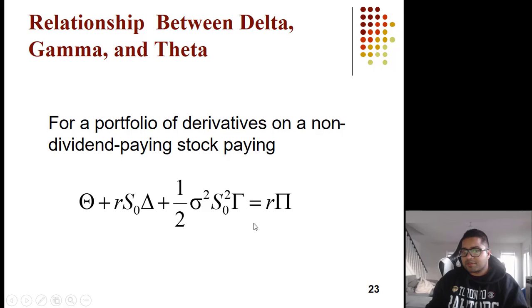And this is the gamma adjustment: 1/2 sigma squared S0 squared times gamma. This gives you the daily movement of the option. So the daily movement of the option depends on how much time has passed, theta, how much the stock has moved, delta, and how much gamma adjustment you need to make if the movement is large.